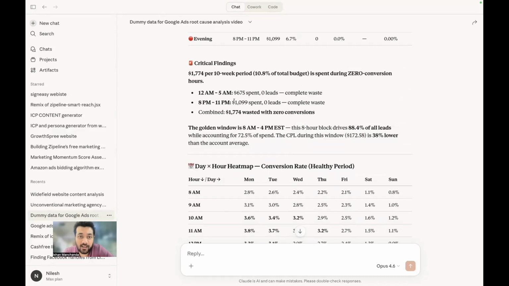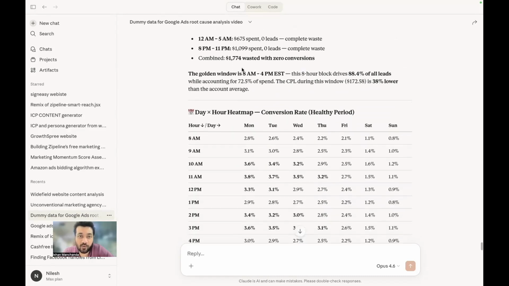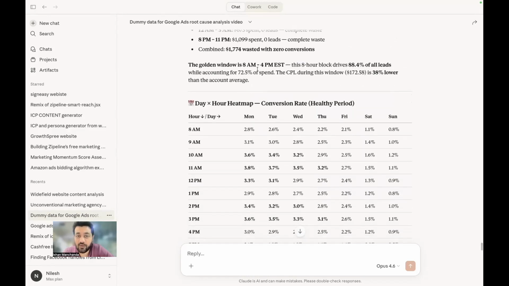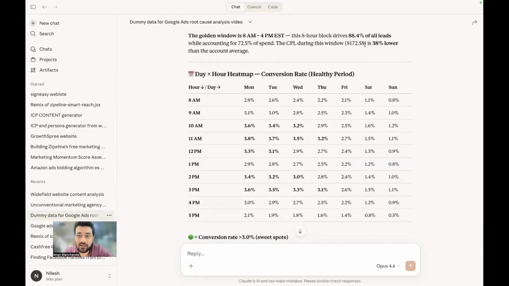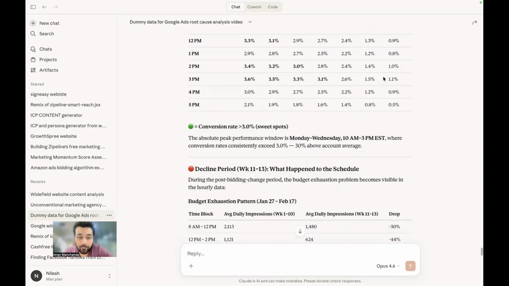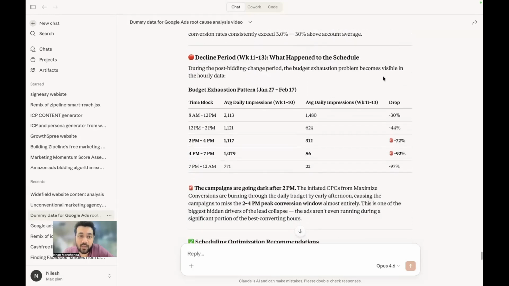Critical findings, 12 a.m. to 5 a.m., 8 p.m. to 11 p.m. That's what we saw. We've lost about $1,774. The golden was 8 a.m. to 4 p.m. EST, 88% of all the leads, while 72% of the spend is during this hour block. Let's move down. There's a decline period, of course.